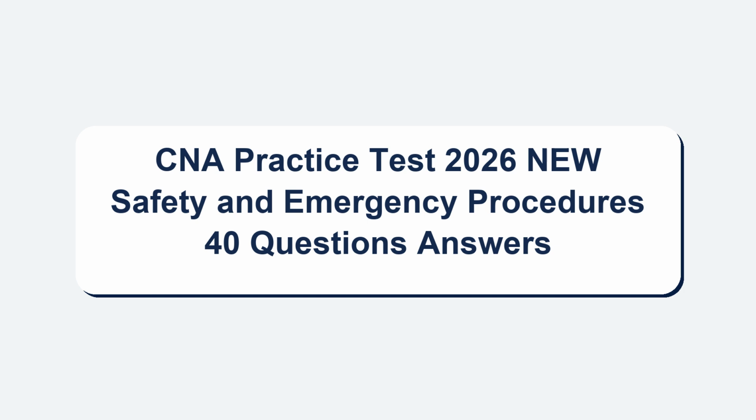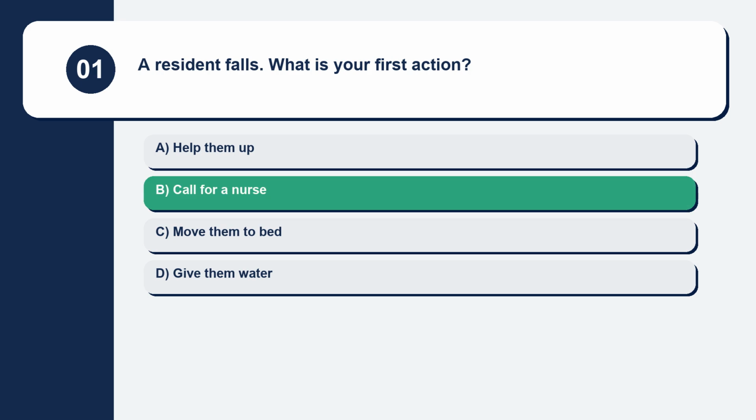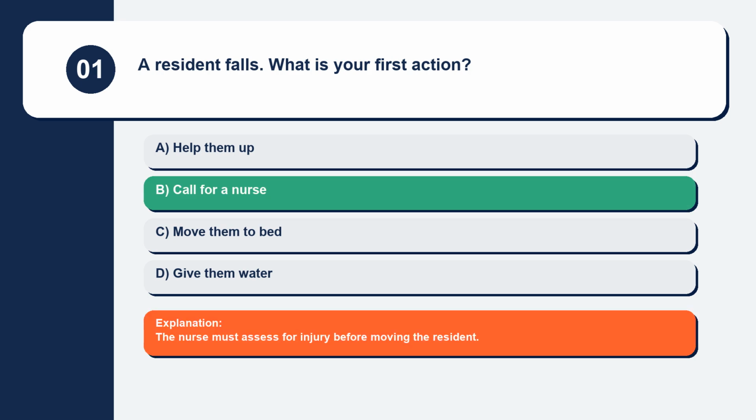CNA Practice Test 2026 NEW Safety and Emergency Procedures 40 Questions Answers. Question 1. A resident falls. What is your first action? Help them up, call for a nurse, move them to bed, give them water. The nurse must assess for injury before moving the resident.